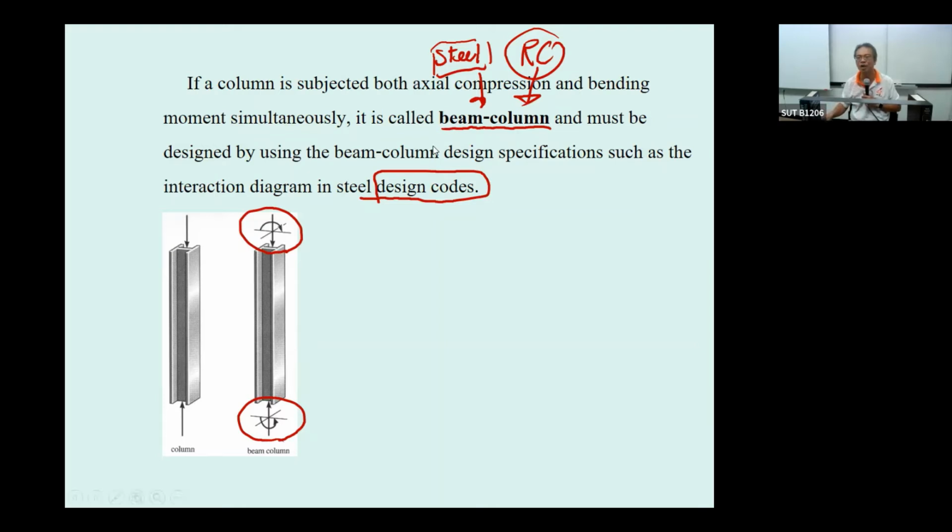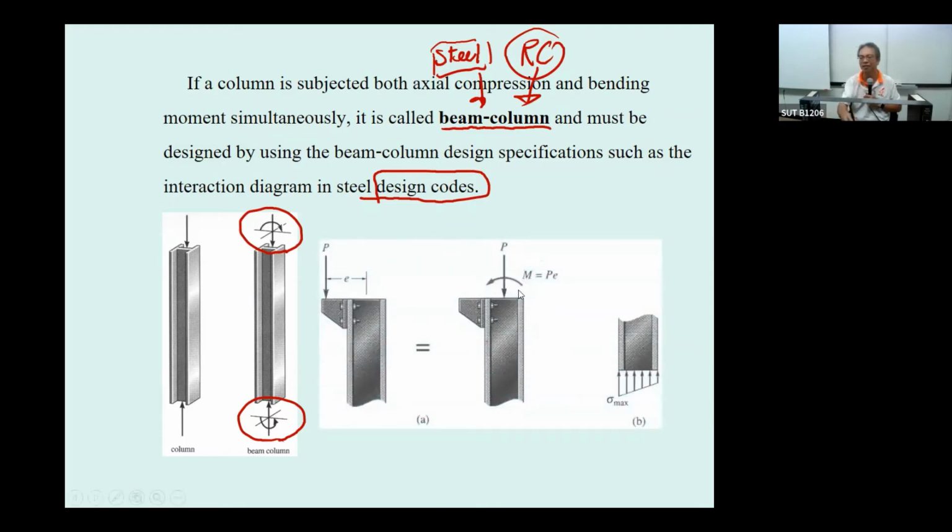The beam column has the stress distribution on the section like this. It's different from the column that's subjected to only axial load, which is going to be uniformly distributed.